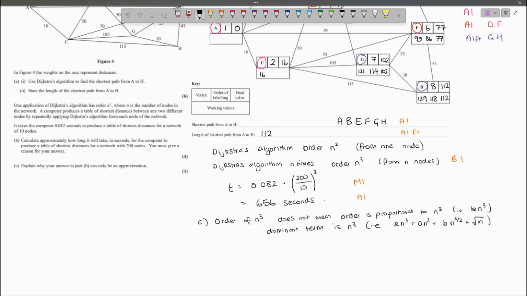So we've reached the end of this question. This part of the question will have been an independent accuracy mark.